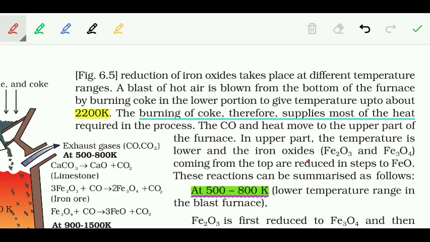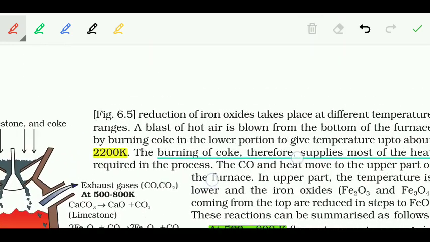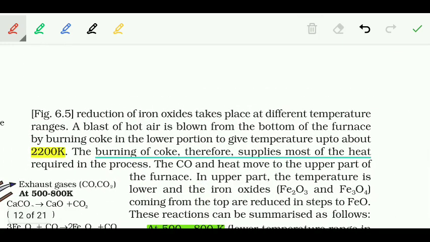Figure 6.5 is a blast furnace figure. Reduction of iron oxide takes place at different temperature ranges. A blast of hot air is blown from the bottom of the furnace. You can see over here, the blast of air, actually hot air with oxygen, flows from the downward side, because as we know the burning process only takes place in the presence of air or oxygen. That's why we use air to sustain a fire.